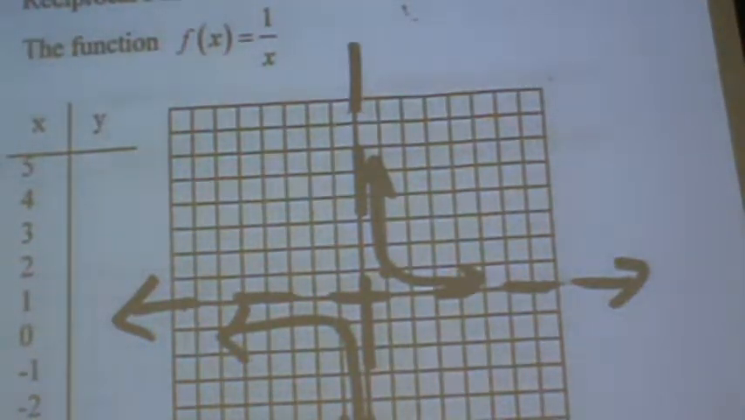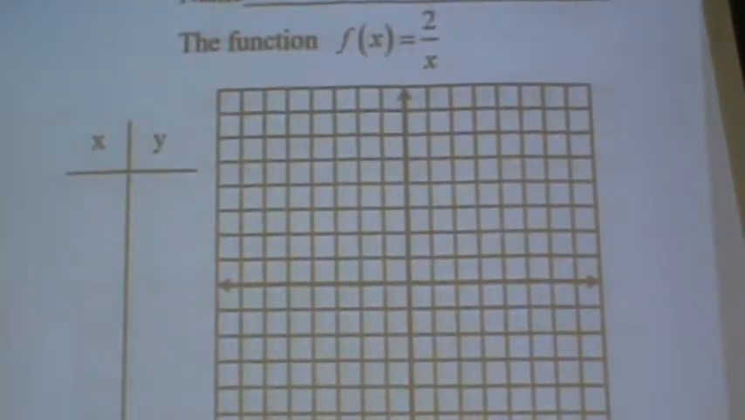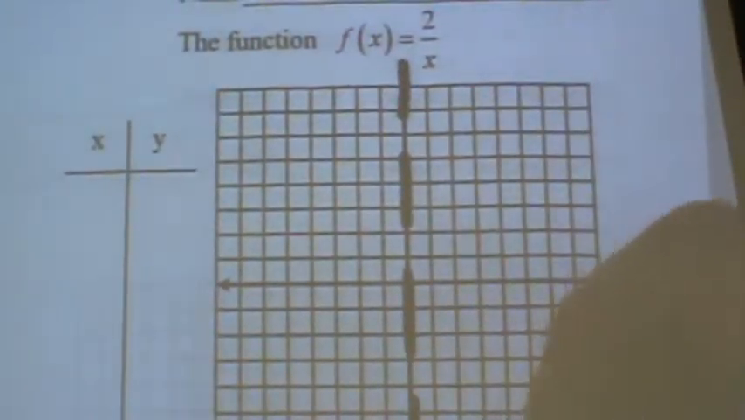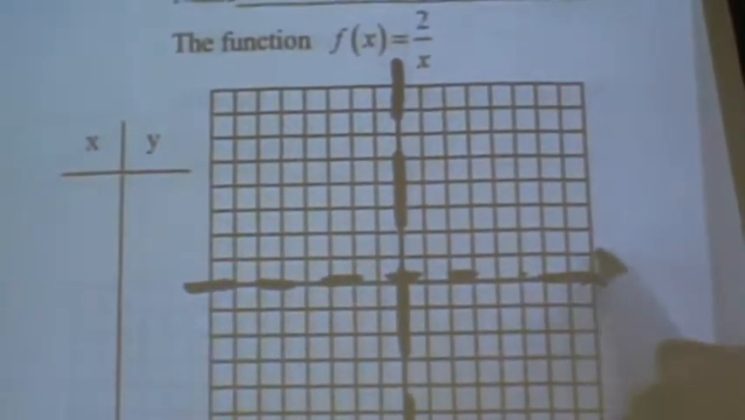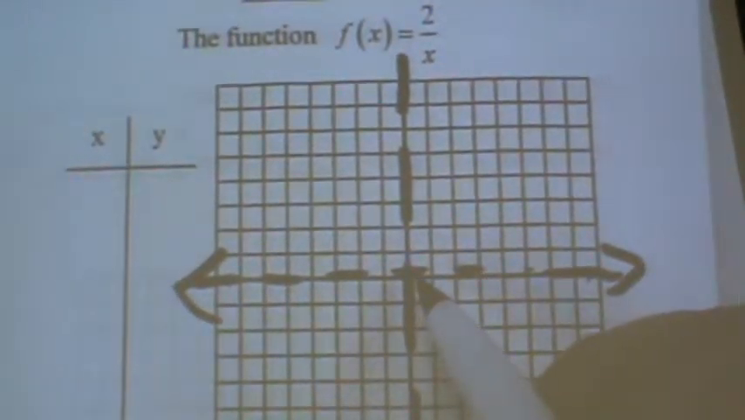Now the one where you have the a value of 1, you only have 1, 1, and negative 1, negative 1. Okay? But all the other ones you're going to have 4 points. How do you do this one? Where are your asymptotes? 0, 0. And where are your points? Tell me where to go.